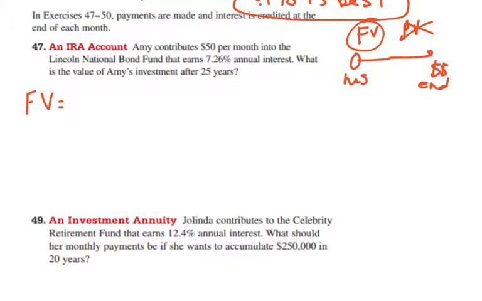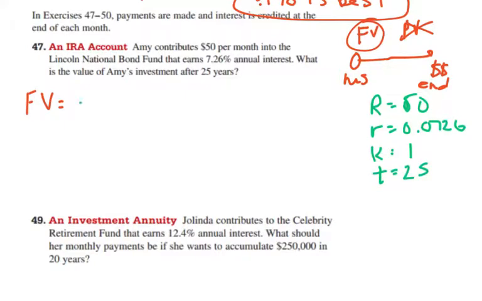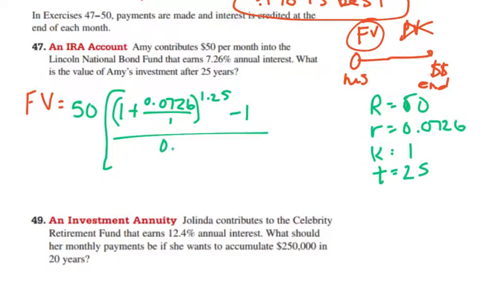So filling in our pieces here, we have a R of $50 per month. And then we have, what's the next one? R, a rate of 0.0726. We have a K, which is kind of annoying because it's just 1 since it's annually. And then we have our T of 25. So plugging that into our future value, we're going to do 50 here. And then 1 plus our R, 0.0726, divided by 1. That raised then to the 1 times t, which is 25, minus 1 over 0.0726 over 1. Just ain't going to change anything there.